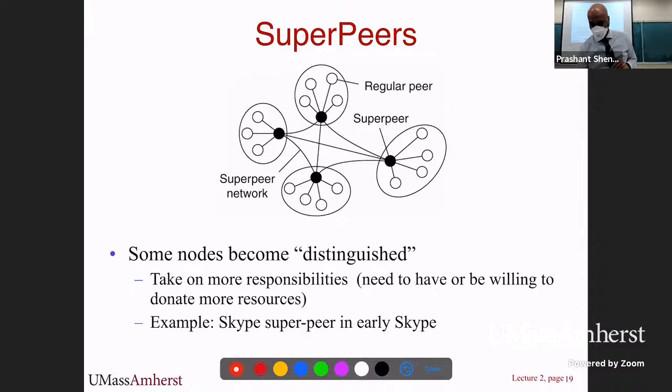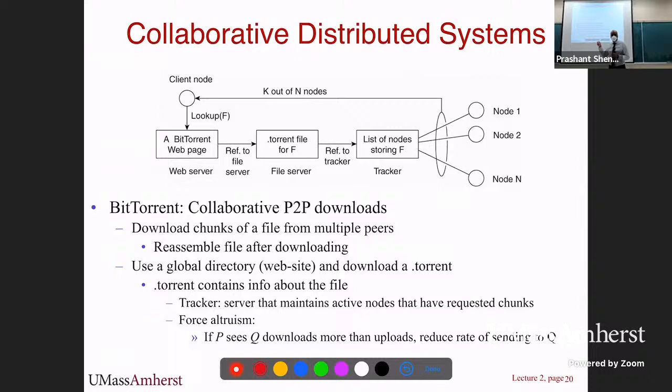Okay, a couple slides and then we'll end for today. The last thing I wanted to say about peer-to-peer systems is BitTorrent, which I assume many of you may have heard of. This is also another type of peer-to-peer system. It's also used to share large files. And there are two or three nice things about BitTorrent. First is this notion of a collaborative distributed system. What BitTorrent does is it provides you incentive for providing services to others.